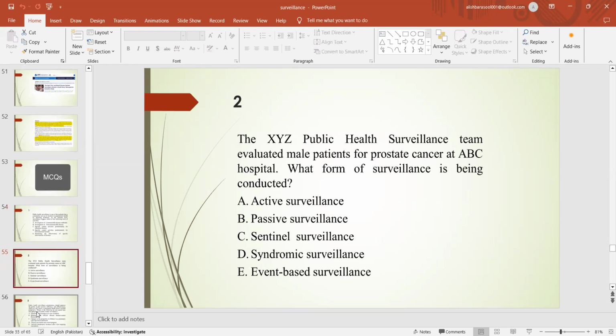The XYZ public health surveillance team evaluated the male patients for prostate cancer at the ABC hospital. What form of surveillance is being conducted? A, active, B, passive, C, sentinel, D, syndromic, or E, event-based? It's E, event-based.